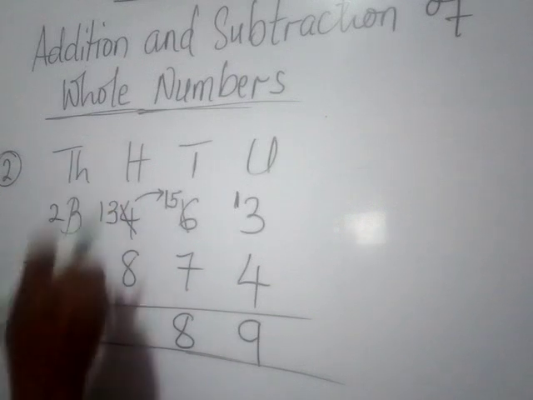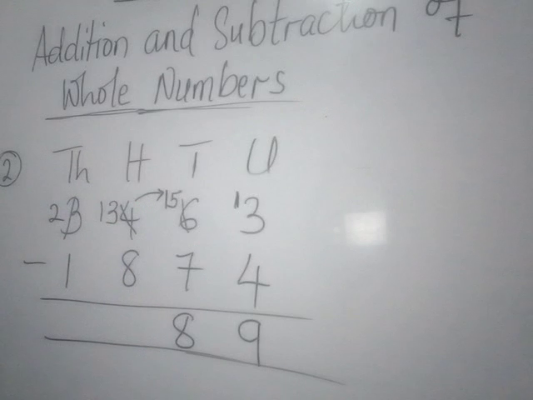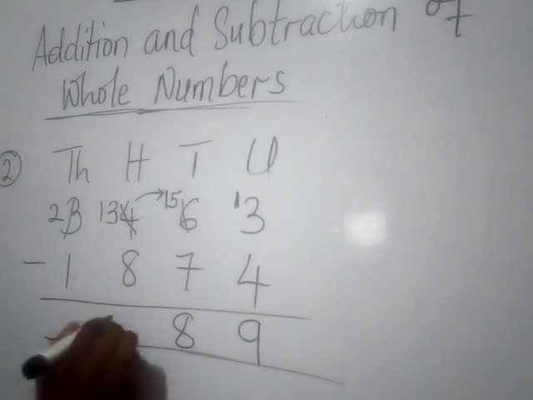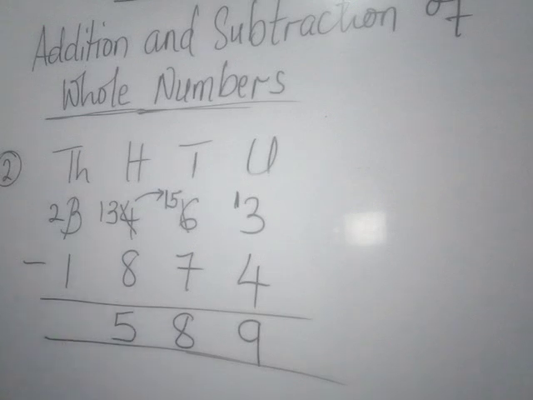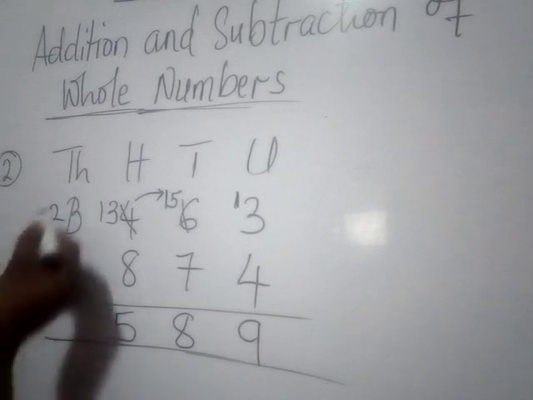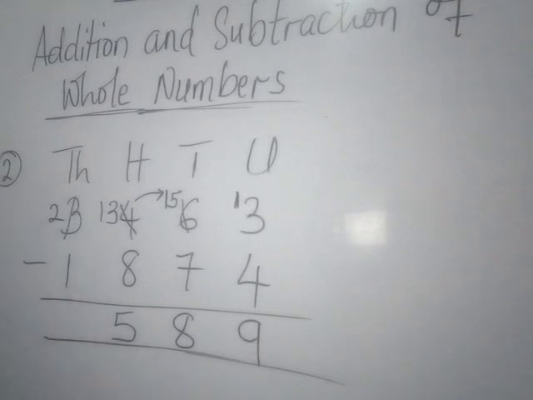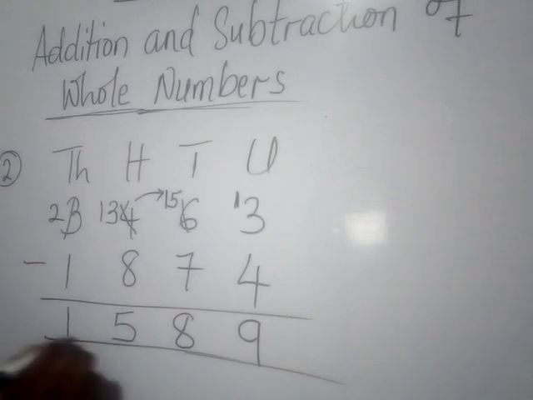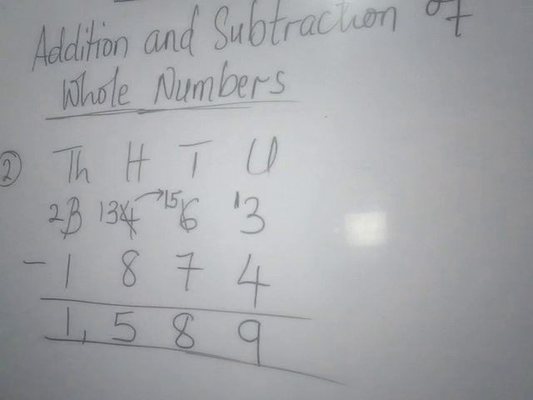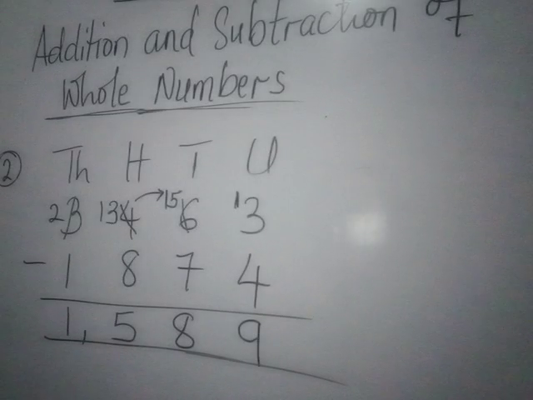So what do we do? 13 take away 8. Count from 8 up to 13. So you start from 9, 10, 11, 12, 13. So I have my 5 fingers up. 13 minus 8 is 5. And lastly, we come here. Remember, because we borrowed 1 from this 3, what we have left is 2. So 2 minus 1, you have your 1. So 3,463 minus 1,874 gives you 1,589. Okay, so I hope this is clear enough.